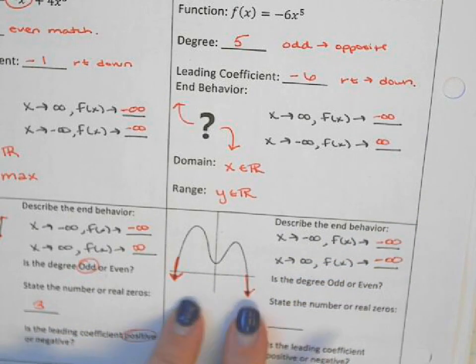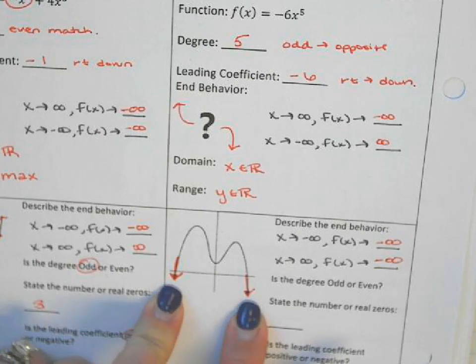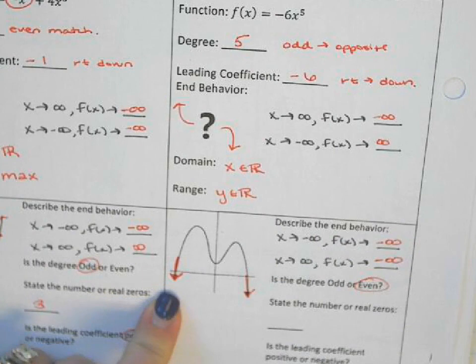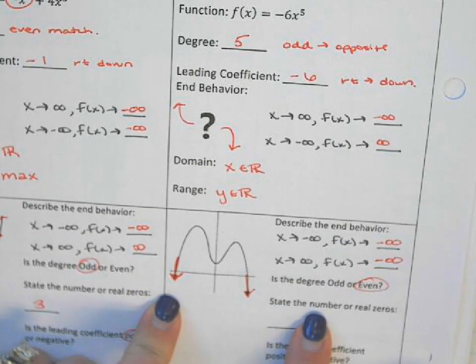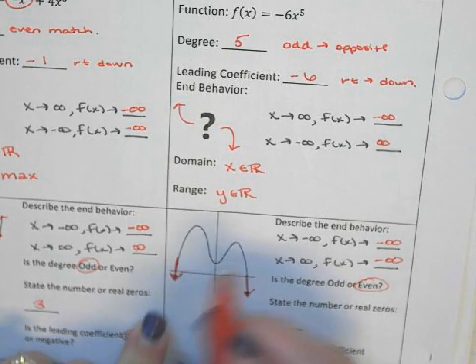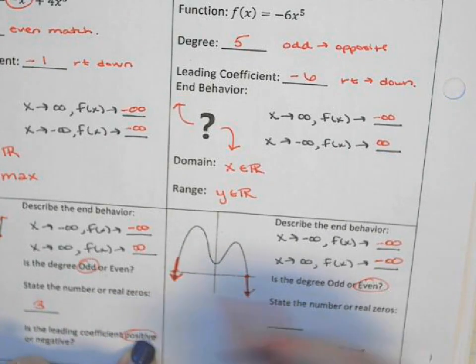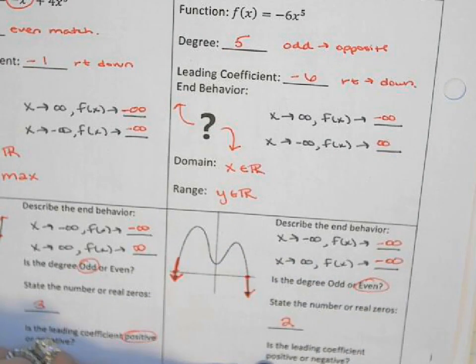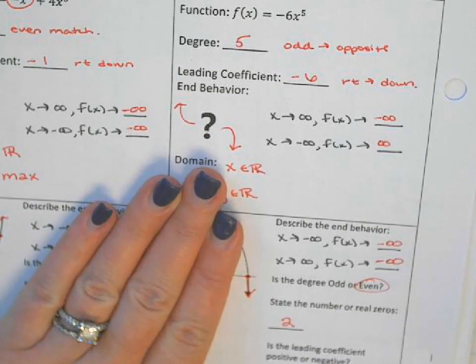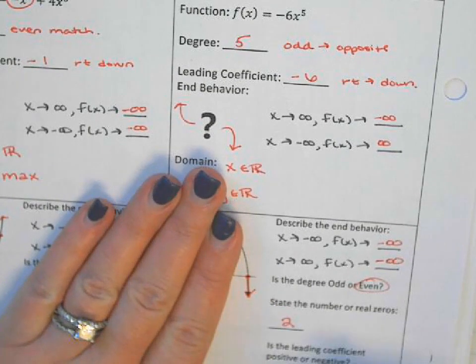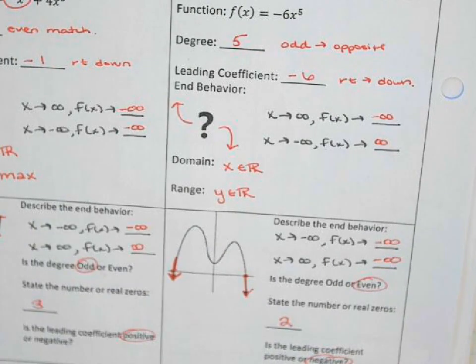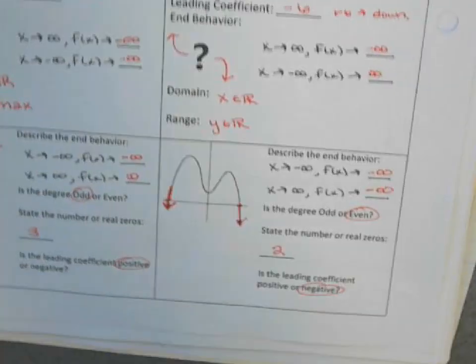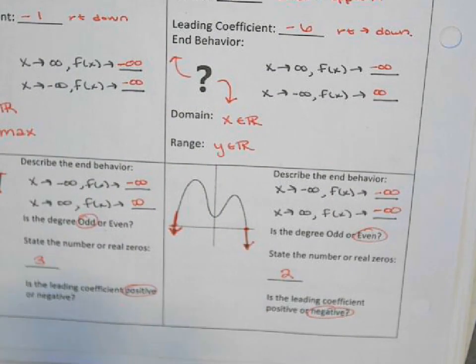Okay. The ends, are they doing opposite things or do they match? They're matching, so they're even. State the number of real zeros. How many times does this hit the x-axis? Twice. Is the leading coefficient positive or negative? Look at the right side. It's going down, which tells you it's negative. Okay? That's everything for your notes. Now the assignment has problems very similar to all of these ones that we've just done together. Okay?